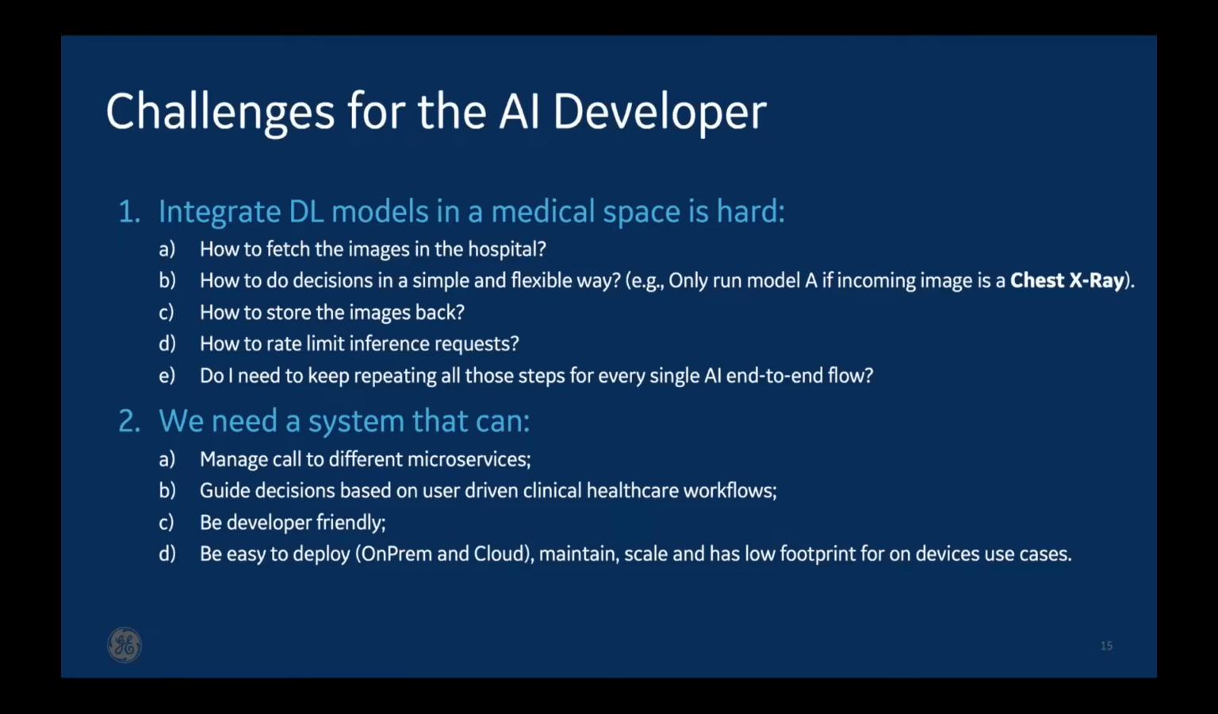Once I do the inference, this inference can produce mainly two types of data. It can be some classification that says just yes or no for some clinical condition, or it can be some segmentation, right? Like I'm producing images back. So therefore I need a system that can do all of this.